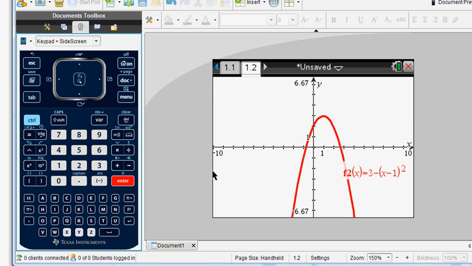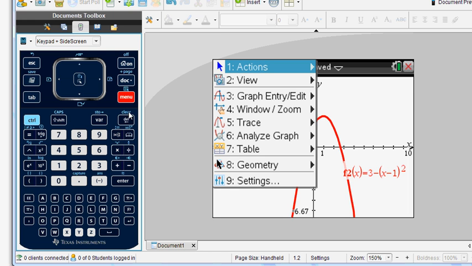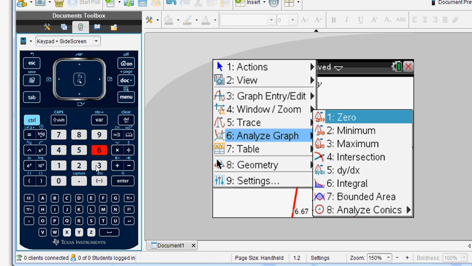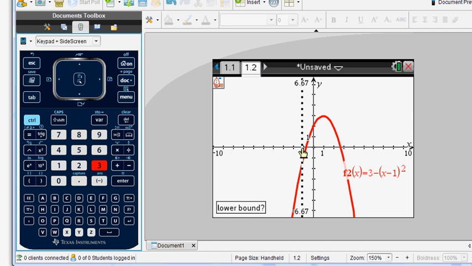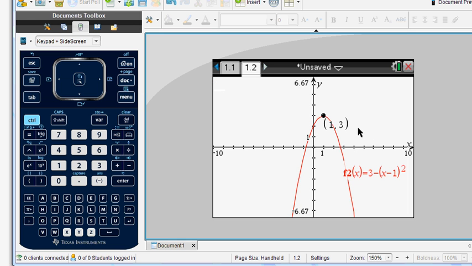And looks like the function is increasing from negative infinity all the way up to x equals 1. Let's go ahead and see if we have a maximum. We're going to do the menu, analyze graph, 6. We'll look for a maximum, 3. Now lower bound, left here, upper bound. So 1, 3. So our maximum is at x equals 1.